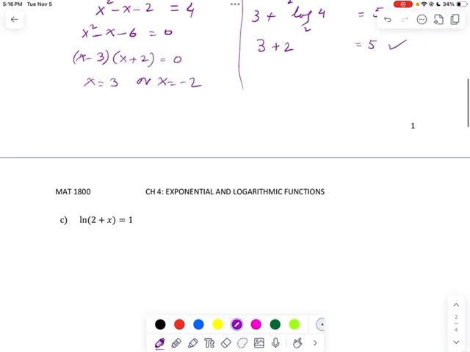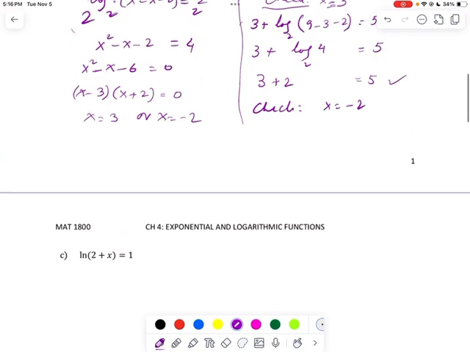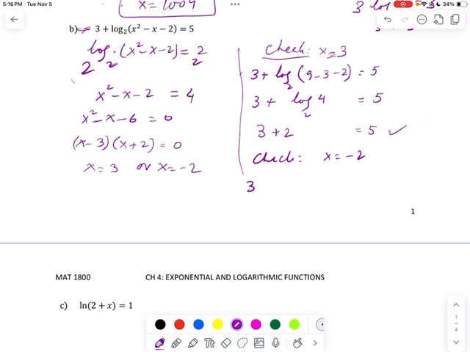Now check the other one. So we have 3 plus log base 2 of, so we will plug in the negative 2. Negative 2 squared gives me 4, minus negative 2 will give me plus 2, not 4, plus 2, and then we have, equal to 5.